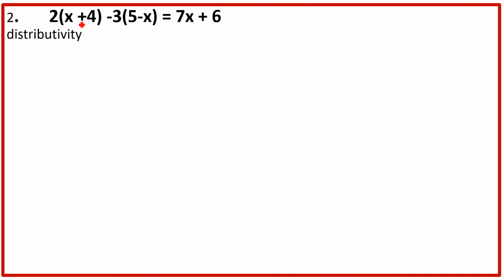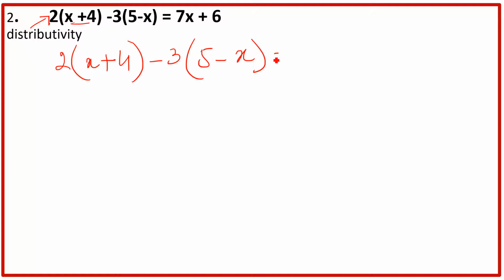So you have to multiply this parenthesis with 2, whatever is in front of this parenthesis. This is called the distributive property. So you have to multiply. I will write down the question here again. You have to multiply with the distributive property. First of all, we are going to open the brackets.